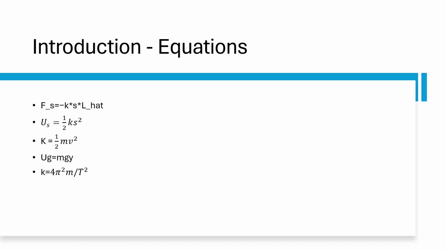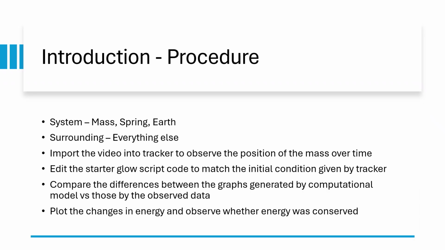And here are the important equations to understand for this lab. There are the spring force equation, the spring potential energy equation, the kinetic energy equation, and the gravitational potential energy equation. These equations are needed as they allow us to model and verify energy conservation in the lab. Lastly is the spring constant equation, which will be used later to calculate the spring constant using the period from the Tracker video.